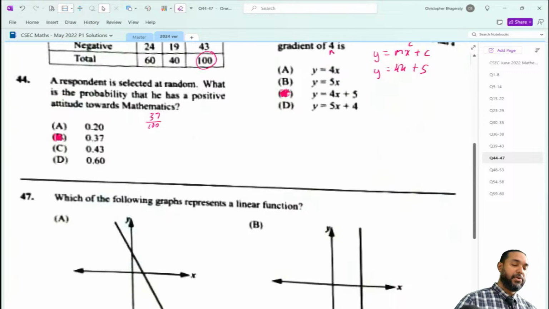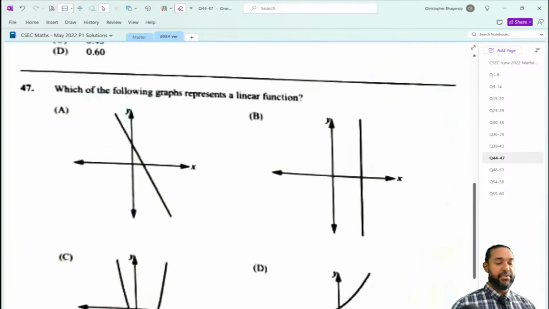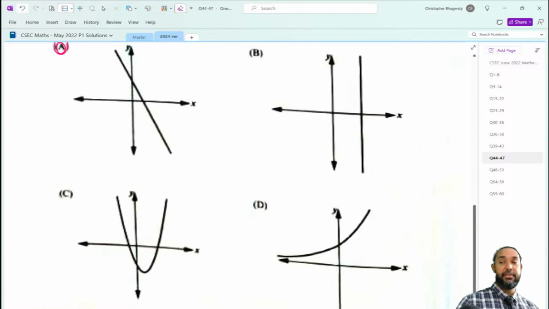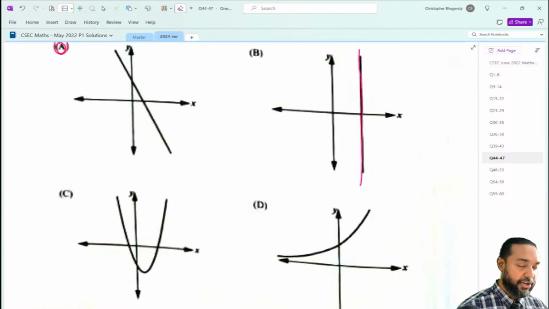All right. Which of the following graphs represents a linear function? Graph A. This one, I have no idea what it is. These two are non-linear for sure. Once you see some kind of curved element, it's a curve, a non-linear function. And you can draw, again, your vertical line test. If you draw a vertical line and it hits the function at more than one point, you have a relation but not a function. Okay.